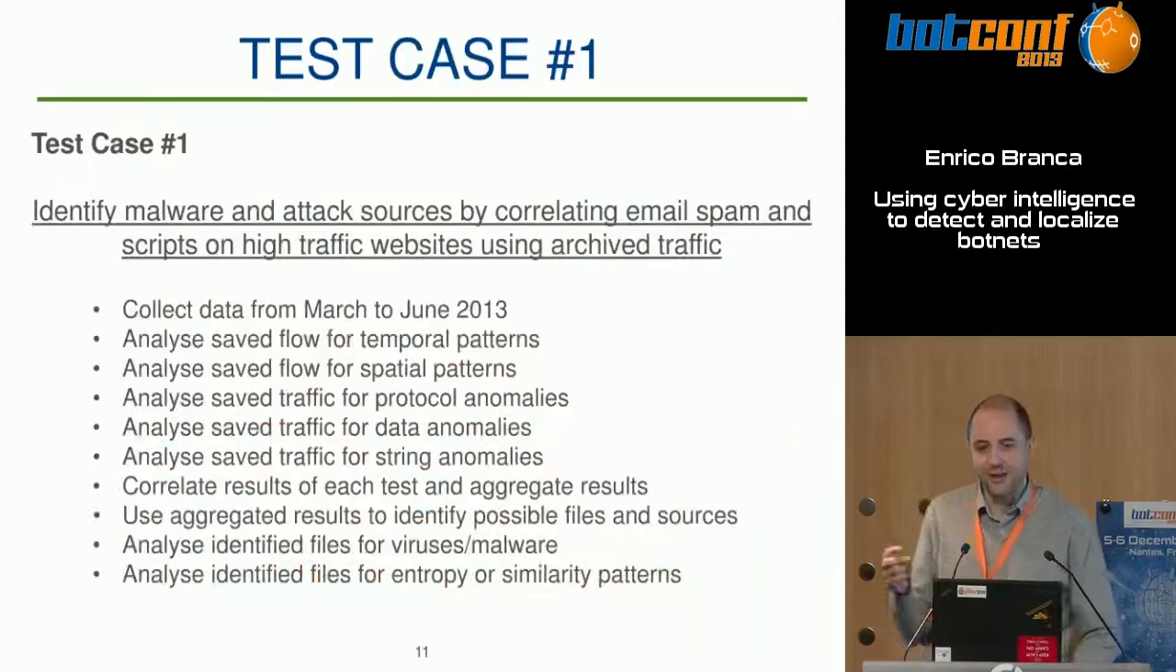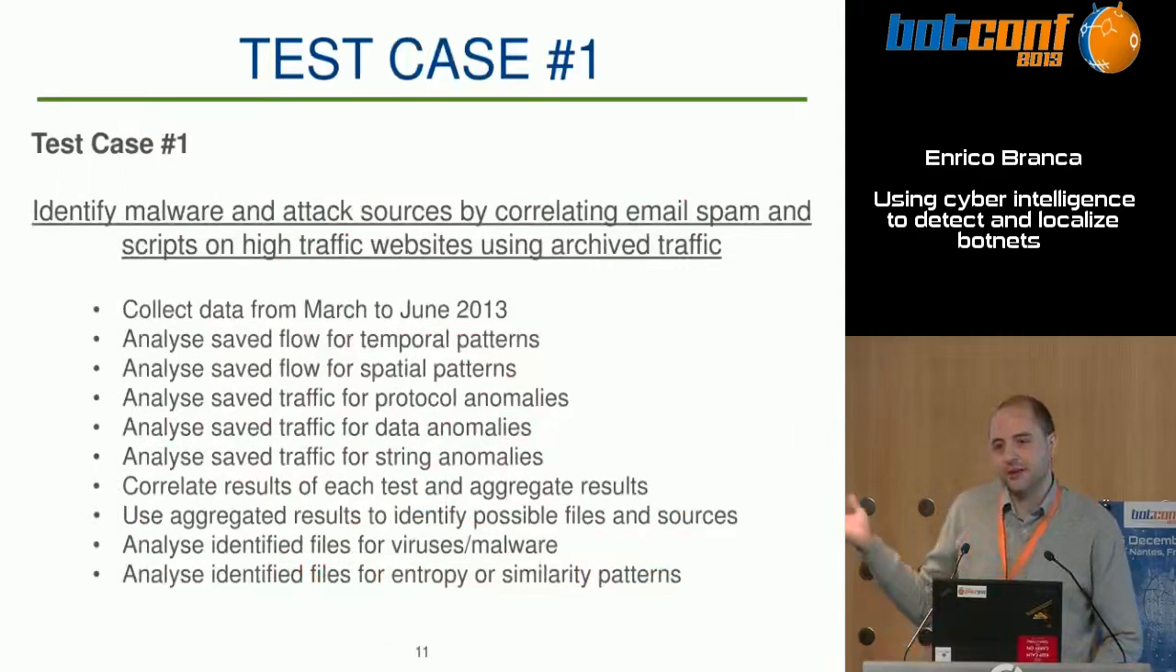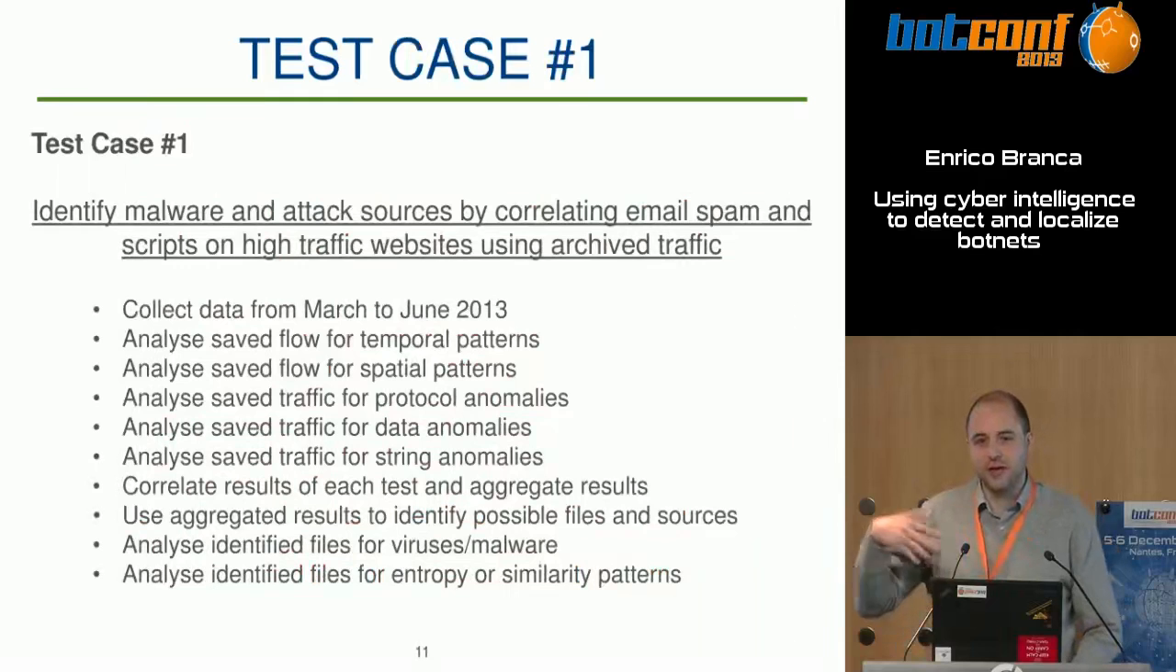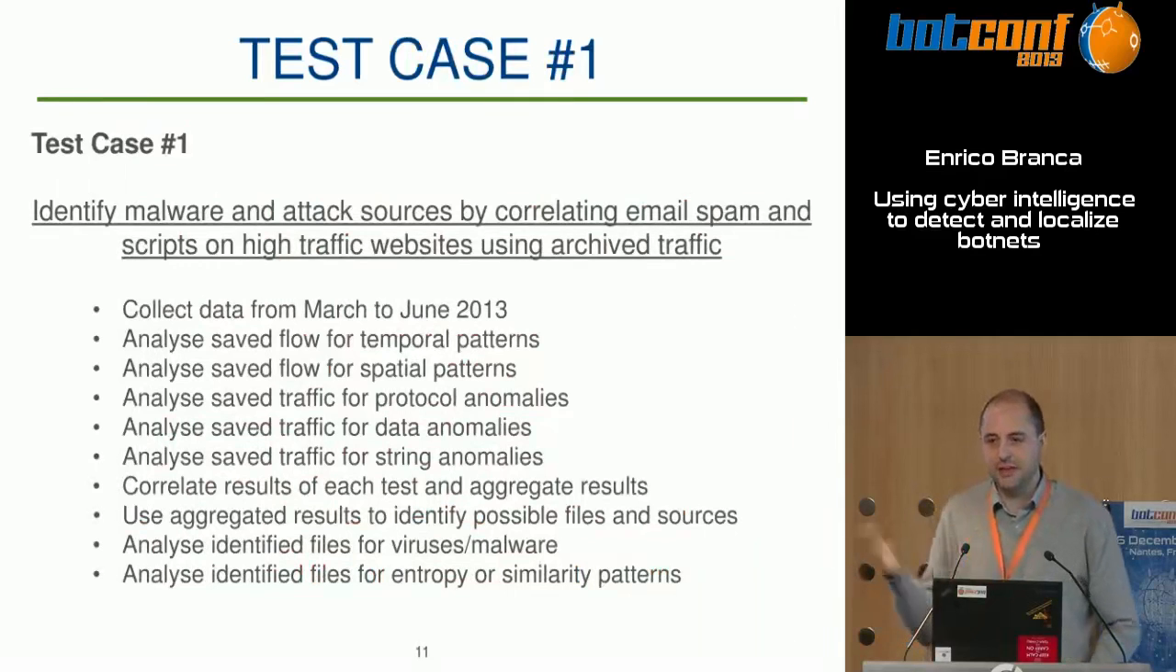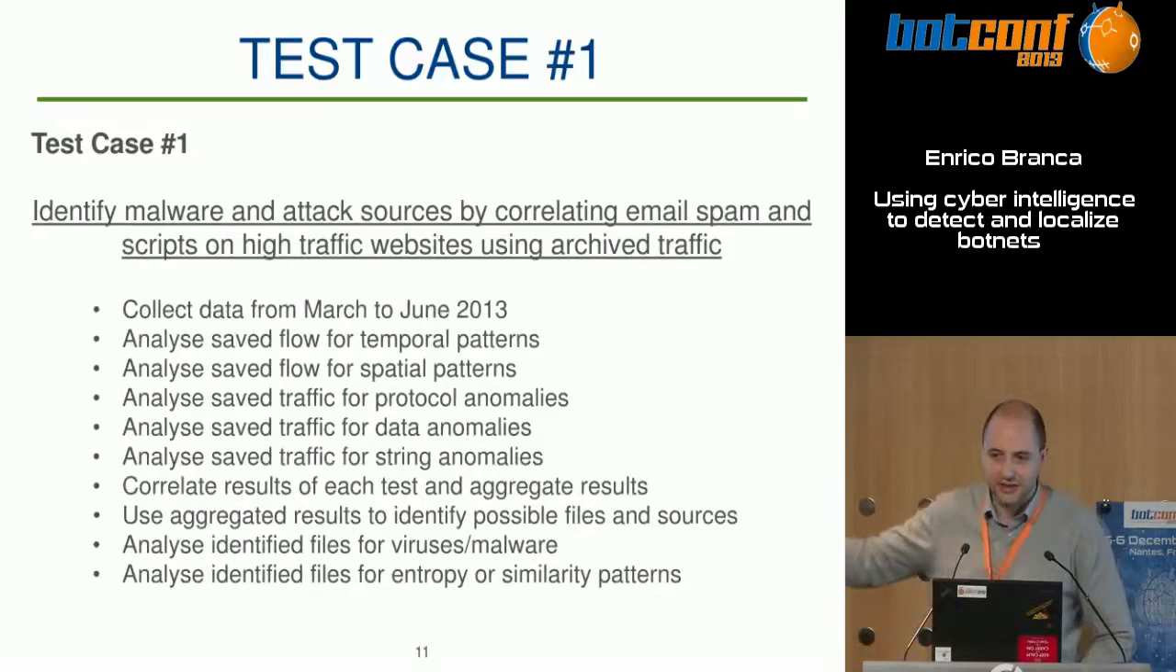So, test case. This is a test case. I want to find information correlating mailing list and website. What can I find? So I made a little test between March and June of this year. Analyze temporal flow pattern. I don't go into detail. If someone wants information, ask me.